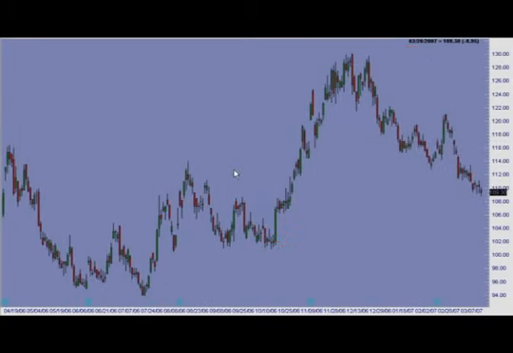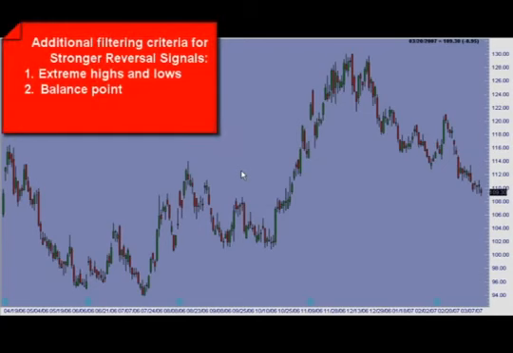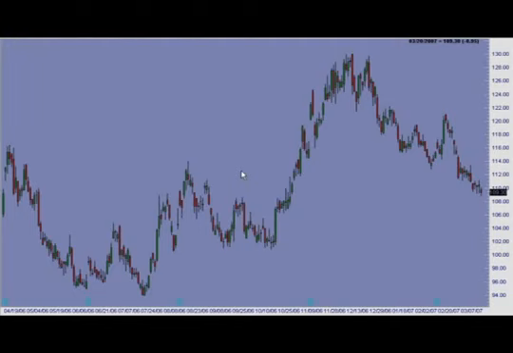Another resource for determining strong and significant reversals is that of the balance point. Now, the balance point is not going to be discussed in detail in this series of videos. There's another series of videos covering that. But it is a balance point of swings and is used in a number of ways. It also provides powerful reversal signals.